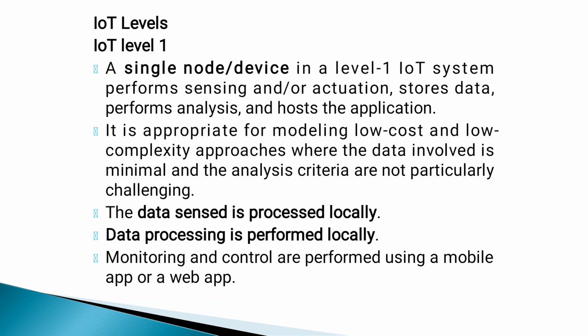IoT levels. There are 6 levels. First level is the IoT level 1. A single node device in a level 1 IoT system performs sensing or actuation, stores data, performs analysis and hosts the applications. It is appropriate for modeling low cost and low complexity approaches where the data involved is minimum. The data sensed is processed locally. Data processing is performed locally. Monitoring and control are performed using the mobile app or web service.